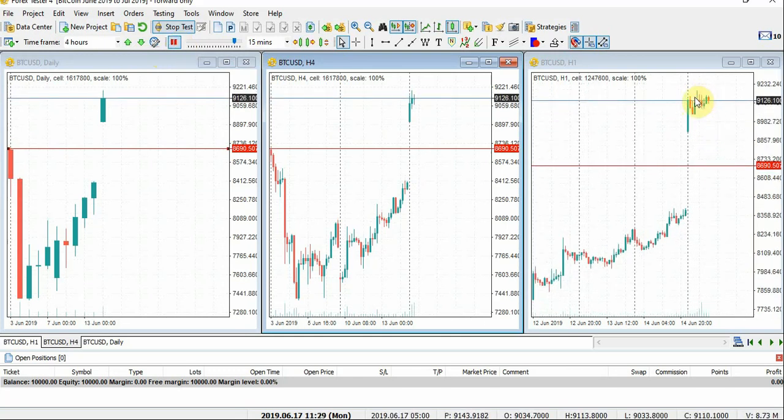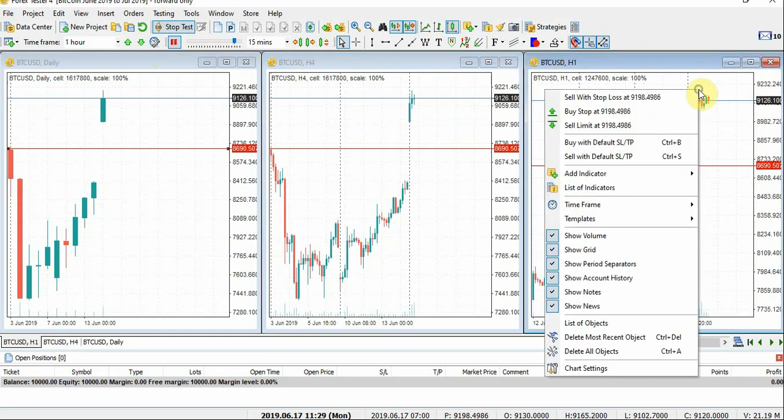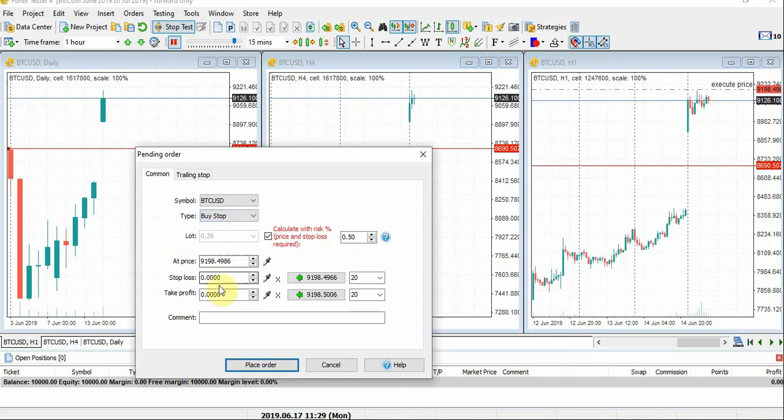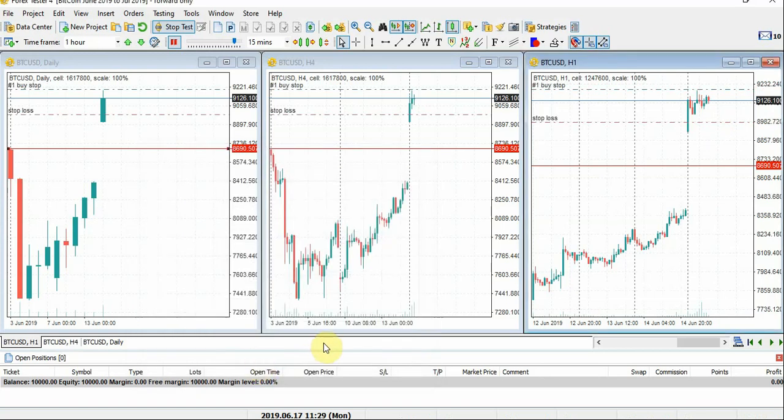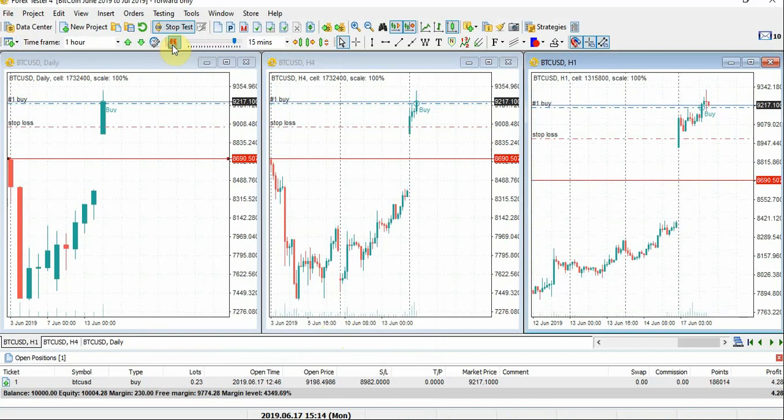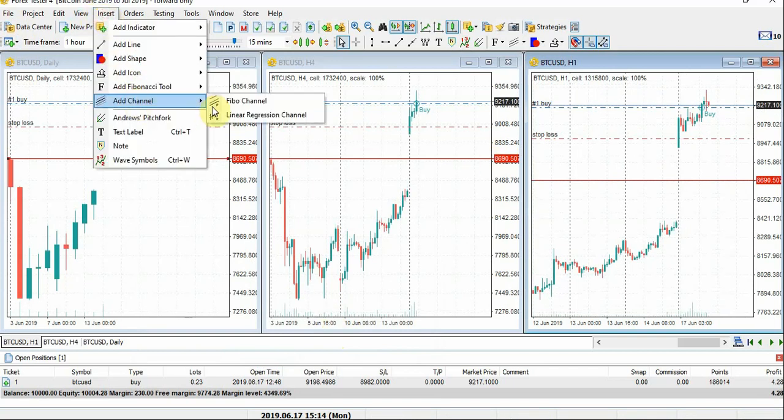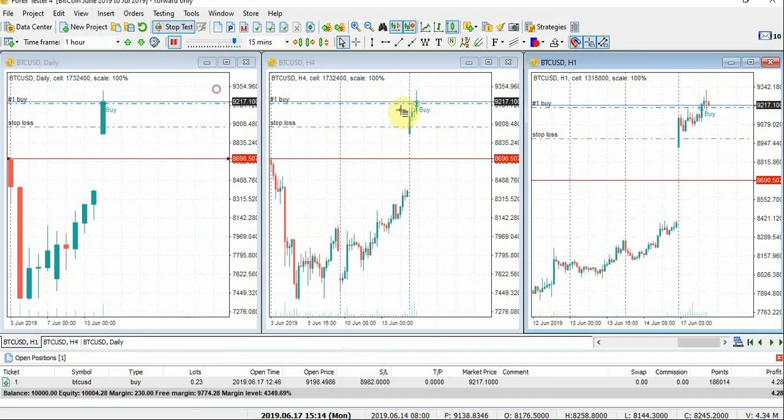Okay, that's potentially a trade that I missed, so let's try and get in here. Buy, stop loss 89, 82 is a good place. Let's place the order. We're triggered. Let's see if we can get a Fibonacci tool. Let's see if we can get any benefit from this trade.